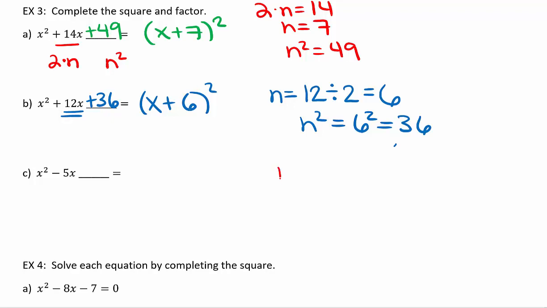Same pattern for the next one. We're going to look at the number in front of the x, and I usually ignore the negative sign and just deal with that later. So I'm going to look at the 5, and I divide it by 2.